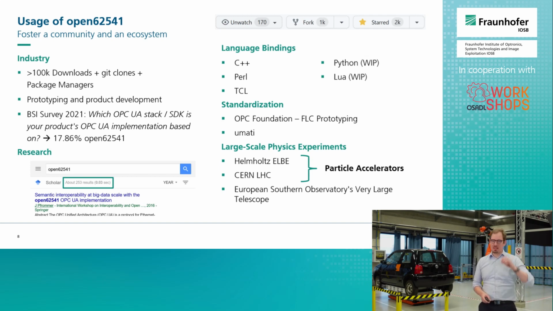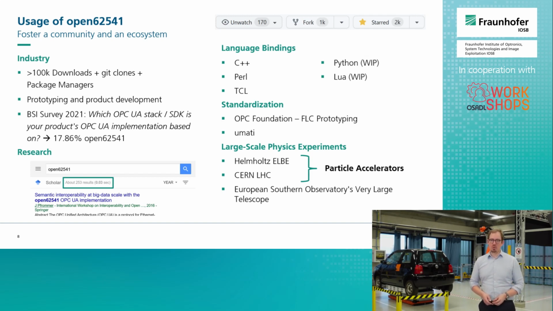From the BSI, the German Federal Office for Information Security, they put out a survey on OPC UA, and we came out at nearly 18% of market penetration last year. So industry is using this for prototyping to get their feet wet with the technology, but also more and more for actual product development. And besides the industry side, there is research.